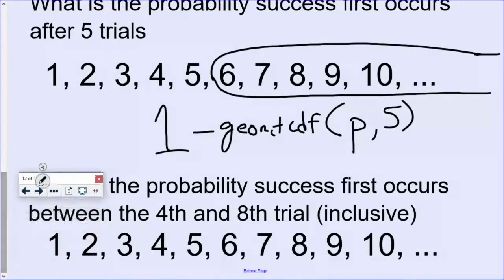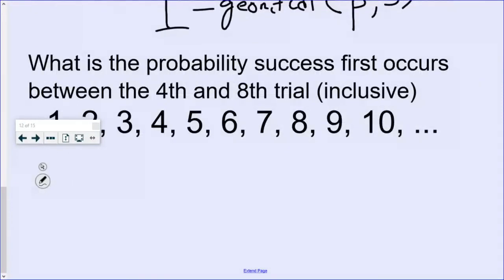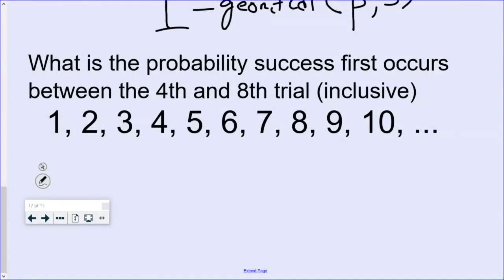Let me try again. One more here. What's the probability of success first occurs between the 4th and 8th trial inclusive? So it means including the 4th and 8th. So I know I'm getting 5, 6, 7. It includes 8 and it includes 4.